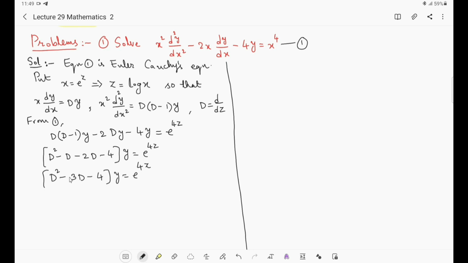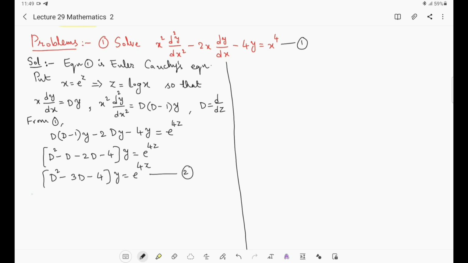You see, what are the coefficients now here? Minus 3 is a constant, minus 4 is a constant, 1 is a constant. So this equation is now reduced to a constant coefficient equation. Now we know how to solve this. Consider this as equation 2. How to solve this equation? Already we know this. We have to find the complementary function and the particular integral.